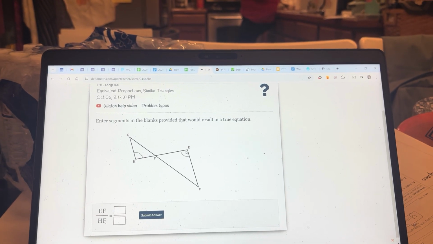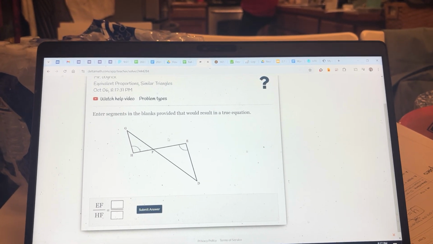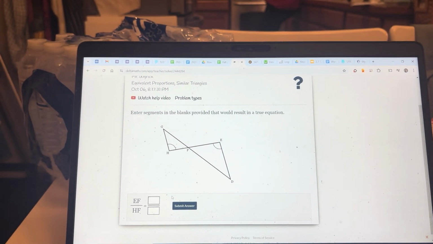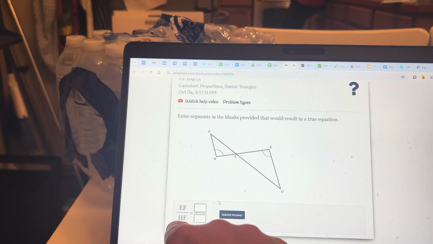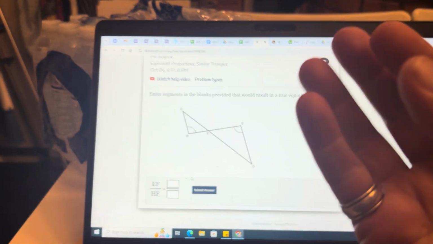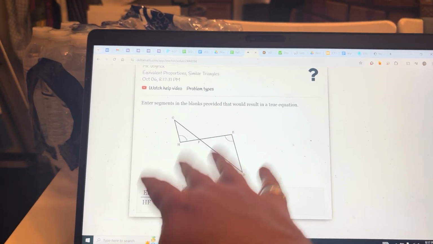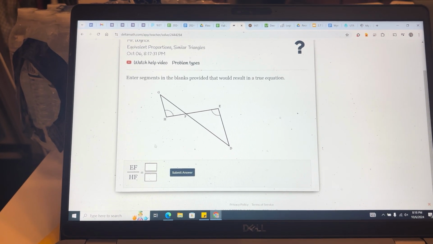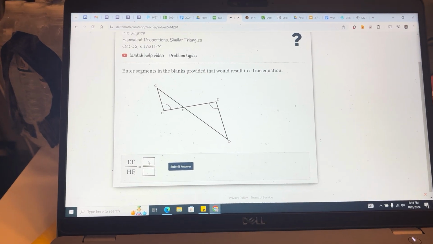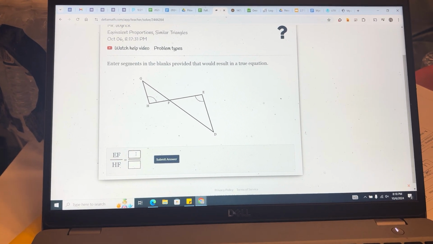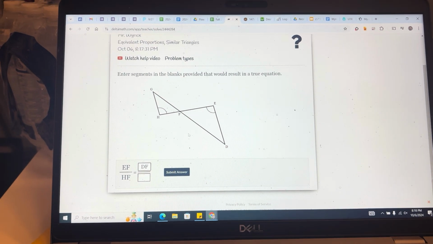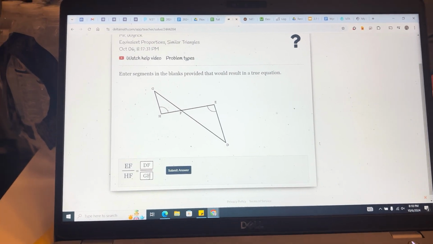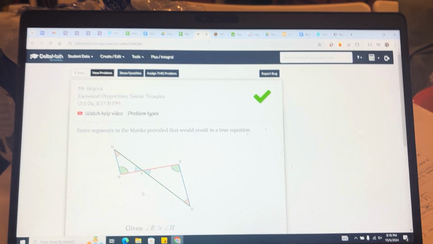Okay, so on this one, I have EF over HF. I have the big triangle over the little triangle. And I had a lot of people just try to flip this and say, that's the same one. 1 over 3 or 3 over 1 is not the same as 1 over 3. So that's not an equivalent fraction here. That's not the same ratio. All I need to do is pick another side from my big triangle. I'm going to go with DF. And then I pick that same side on my small triangle, which should be GF. And it's going to say, hooray, you did a good job.